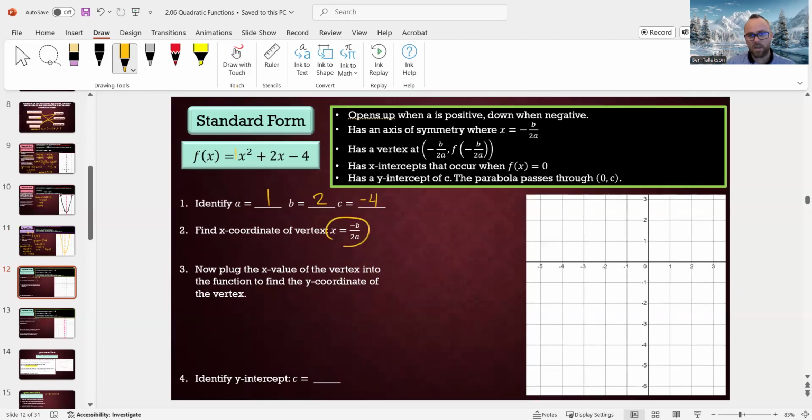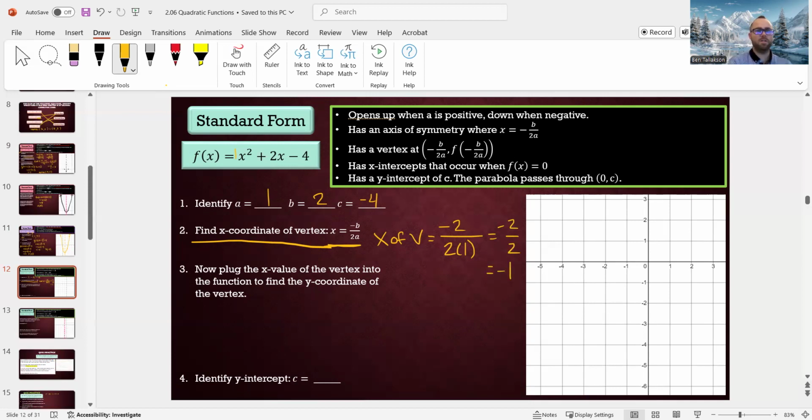Now, this is a handy little formula. You absolutely need this. If you are given standard form and you need to find the vertex for one reason or another, this is the formula you need, so make sure you have it in your notes, along with what it's used for. Okay, so the x value of the vertex, so I'm going to say x of v, is -b over 2a. Well, that's just negative 2 over 2, so negative 1.